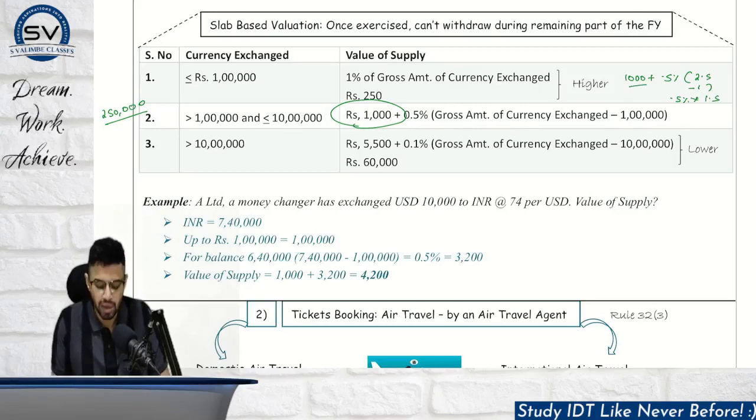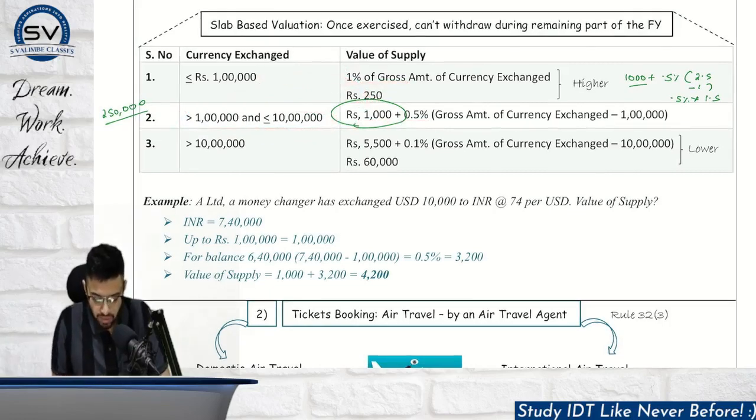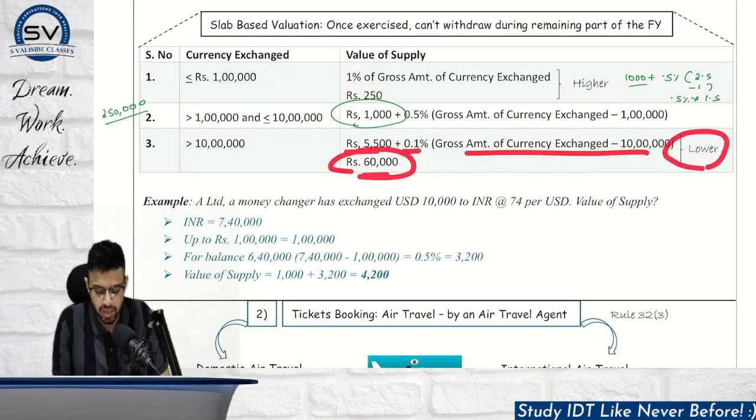Now there is no need to learn everything. This 0.5% we have to learn. This 1000 came from 1% of 1 lakh, right? Because we are talking about more than 1 lakh, up to 1 lakh they are charging 1000, that is 1% of 1 lakh. Next, if the amount is more than 10 lakh, 5500 plus 0.5% of difference or 60,000, whichever is lower.